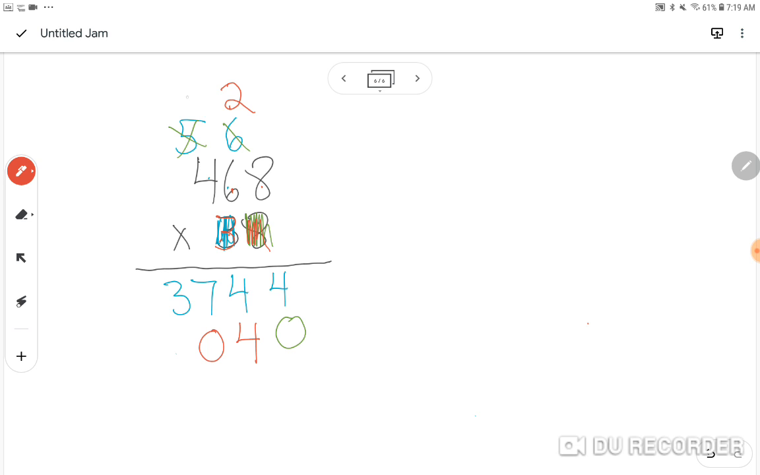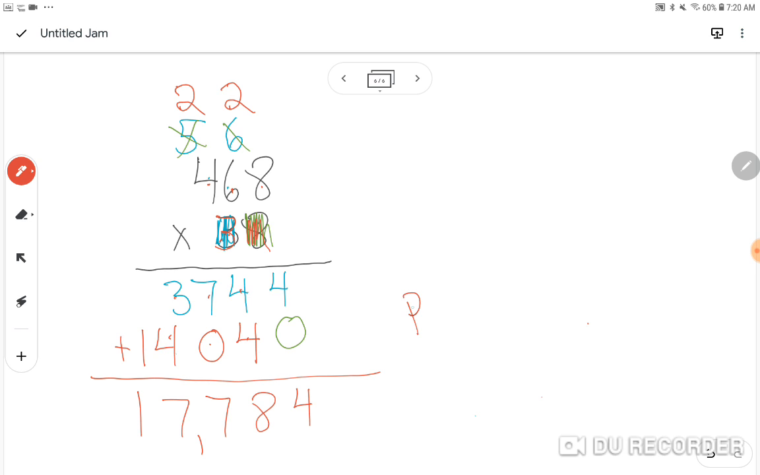Put down the 0, carry the 2 up, way up. 3 times 4 is 12, 13, 14. And we add. Check your bottom row. That is 14,040. And now we just add. 4 plus 0 is 4. 4 plus 4 is 8. 7 plus 0 is 7. 4 plus 3 is 7. And then 1. 17,748 is the product, because that is the answer to multiplication.